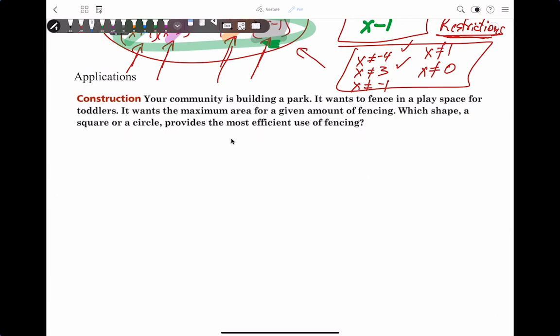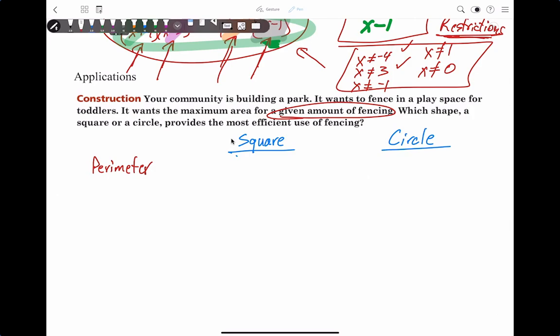First of all, notice that we don't have any numbers given to us. So what makes this a little bit difficult is that we have just variables. If I have a square versus a circle, we're going to look at what the areas are going to be. So square and circle, that's what we're going to be working with first. And it says a given amount of fencing, which is talking about the perimeter.